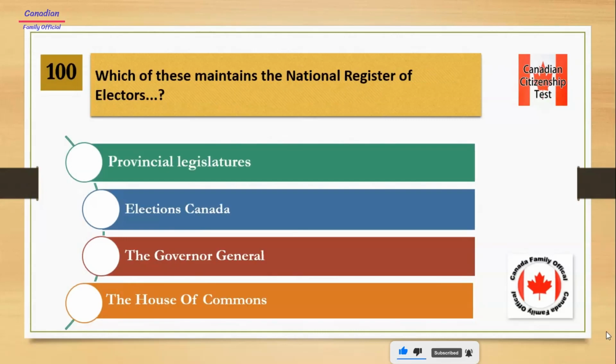Which of these maintains the National Register of Electors? Number 1, Provincial Legislatures. Number 2, Elections Canada. Number 3, the Governor General. Number 4, the House of Commons. And the answer is Elections Canada.